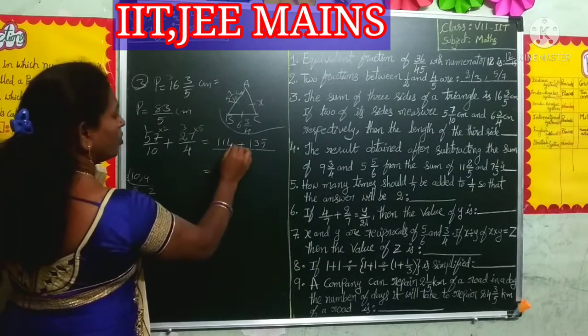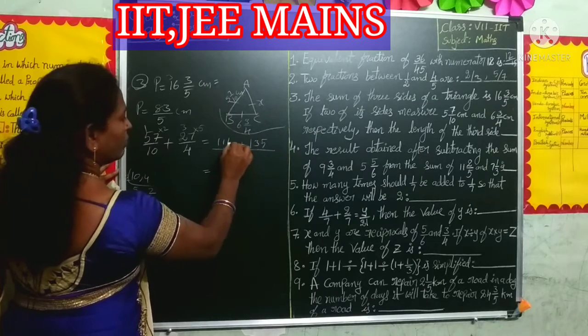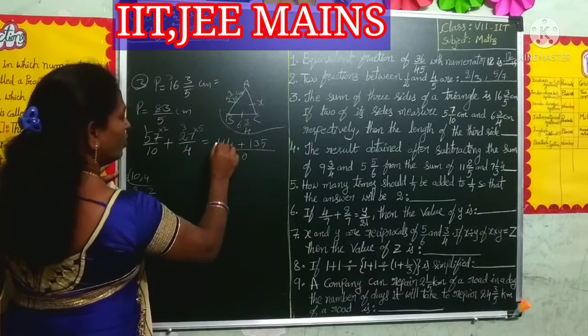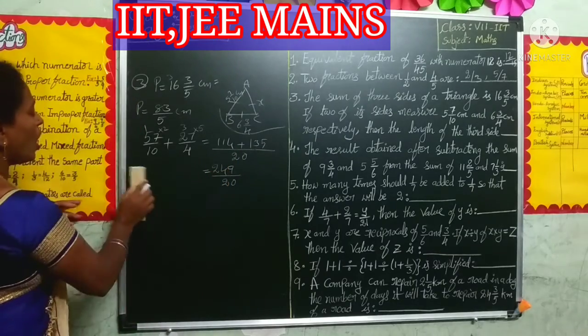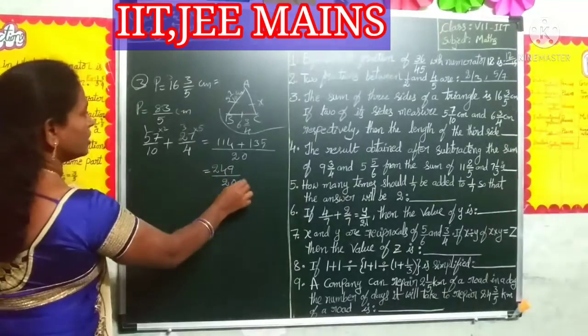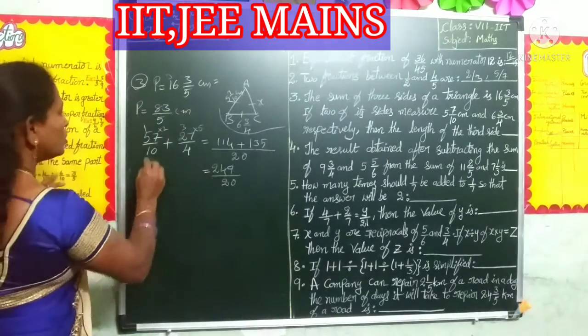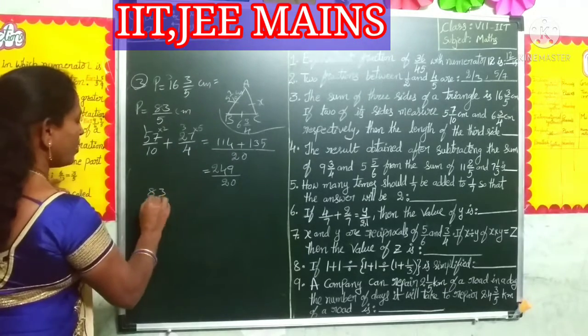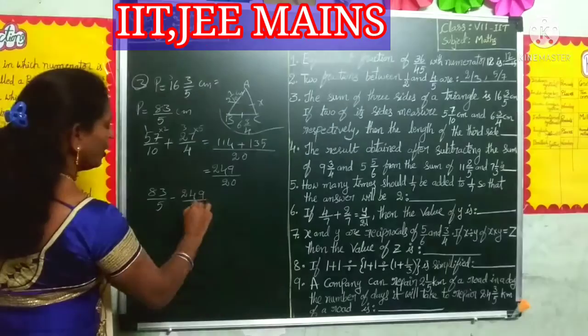Now add these: 114 plus 135 is 249 by 20. Now you have to subtract the sum of two sides from the sum of three sides. So that is 83 by 5 minus 249 by 20.